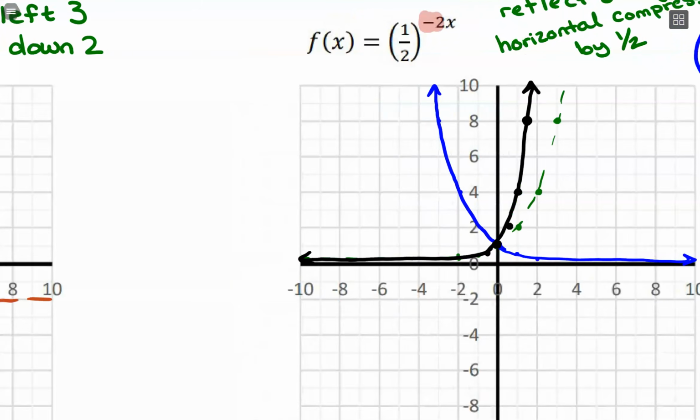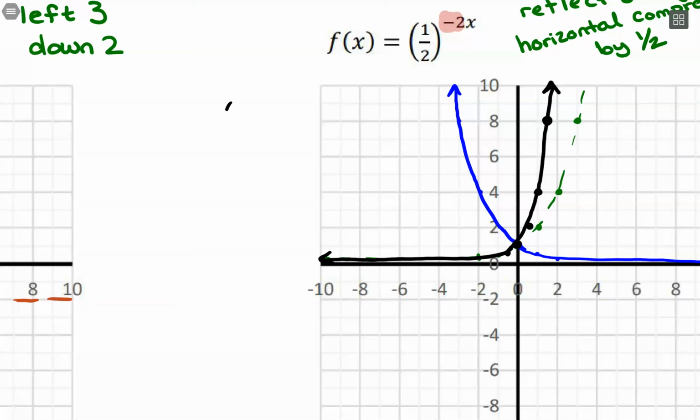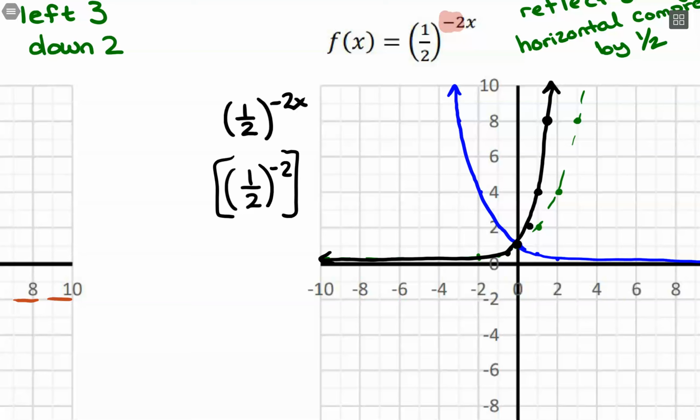Okay, where we could have skipped some steps there is this (1/2) to the negative 2x. What I was saying in that last video is how we could think of this as the power to a power rule. So what we could do is think of this as (1/2) to the negative 2, to the x power, and just simplify the inside. So we'd flip it, so it'd be 2 squared. So this is the same thing as just graphing 4 to the x, with no transformations outside of that.